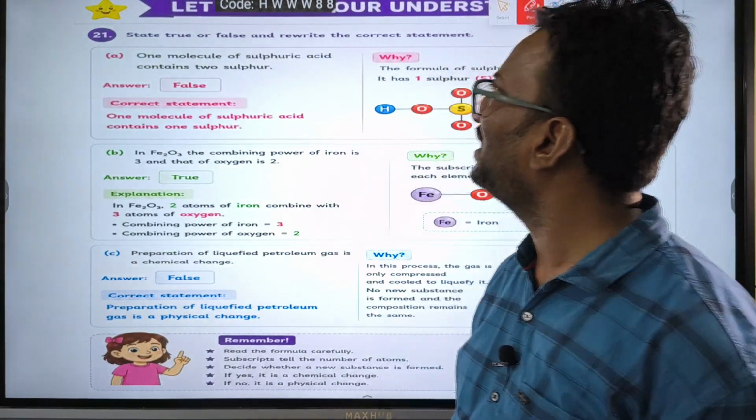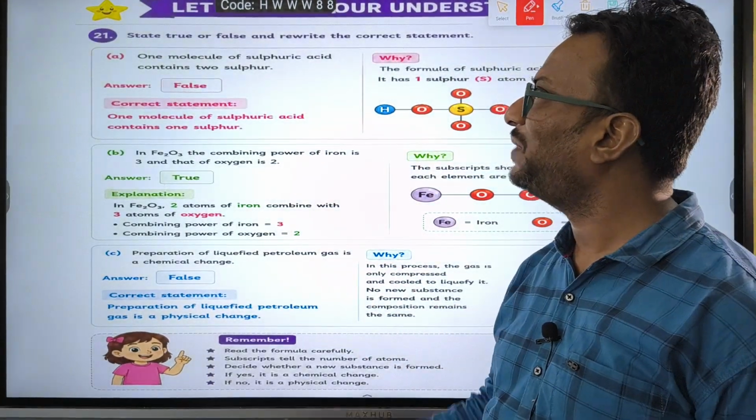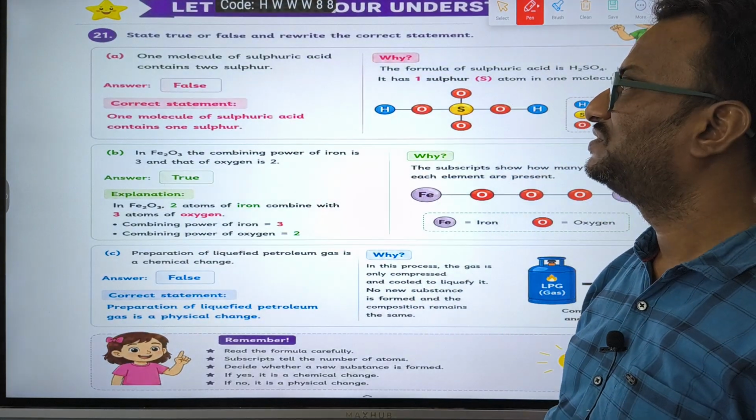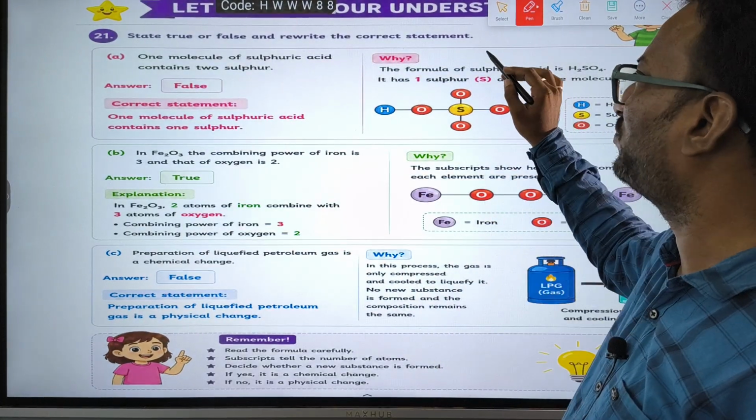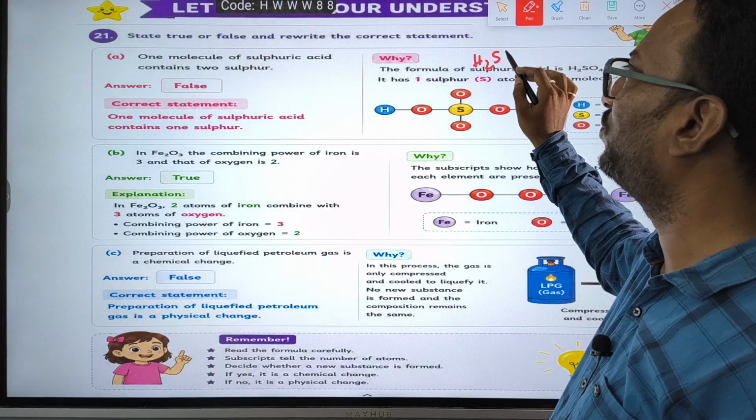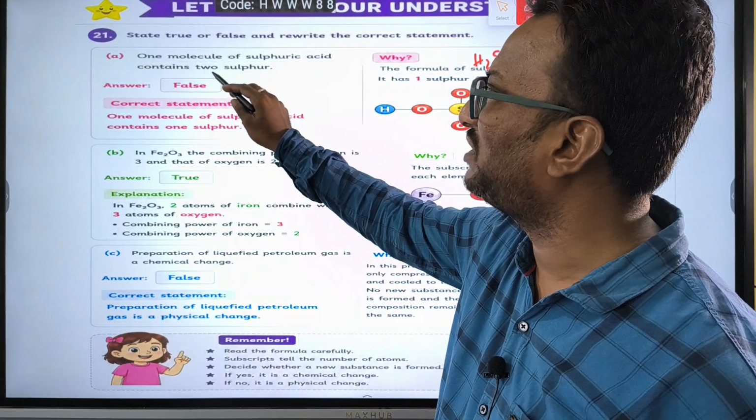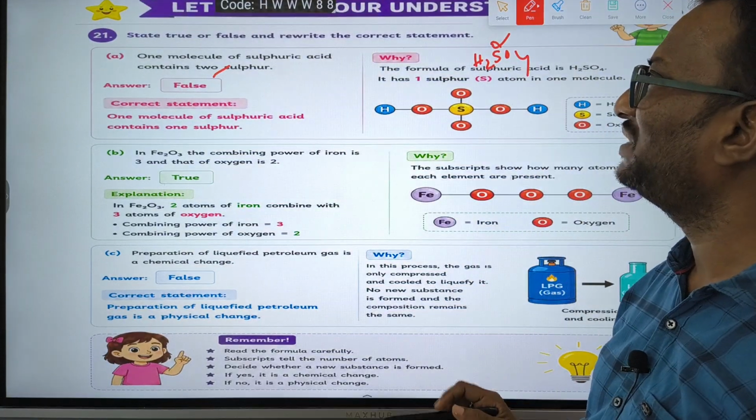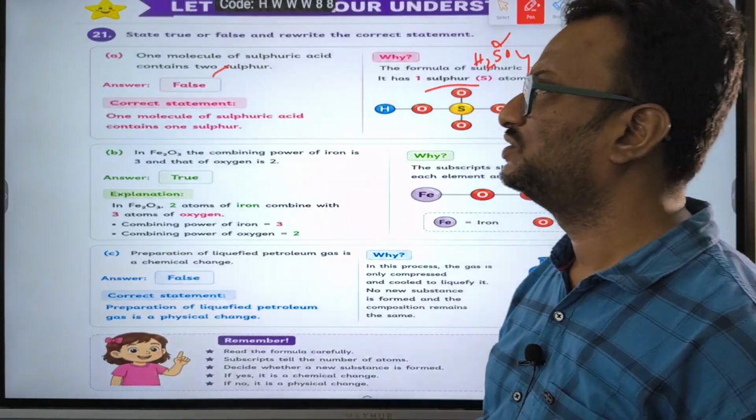State true or false and rewrite the correct statement. One molecule of sulfuric acid contains 2 sulfur atoms. Sulfuric acid formula is H2SO4. They said 2 sulfur atoms. No, it has only 1 sulfur atom. So this is a false statement.